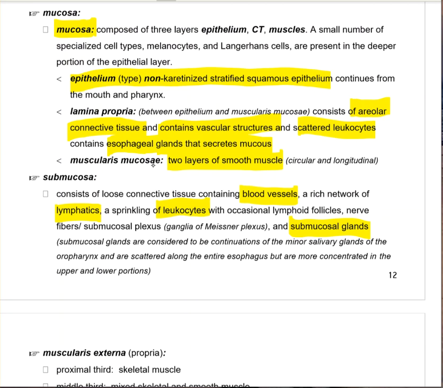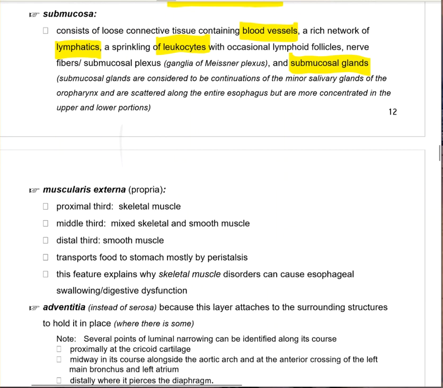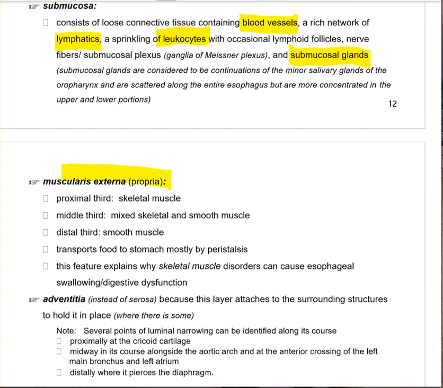This muscularis mucosa is always smooth muscle, right? The muscularis mucosa is just throwing it into folds. The part that changes is the external muscle. So apologize for that error there.